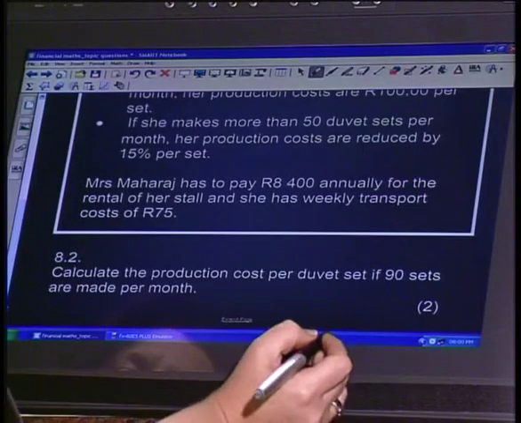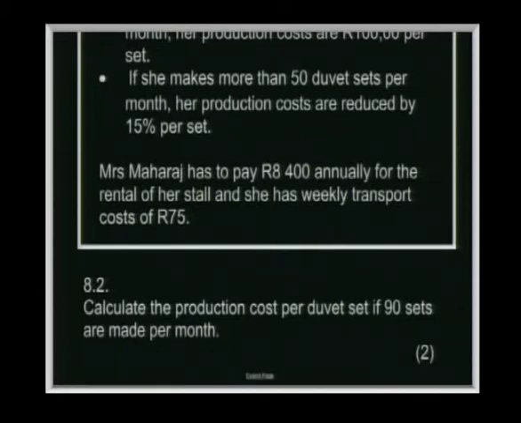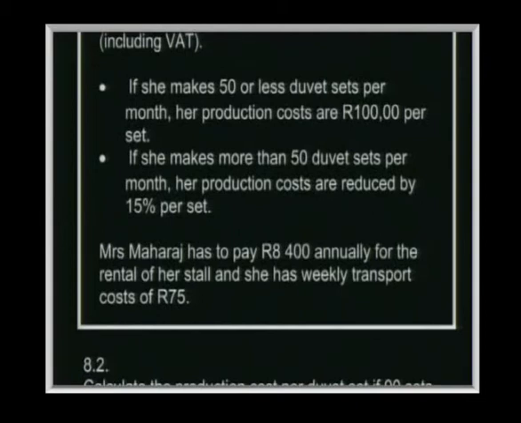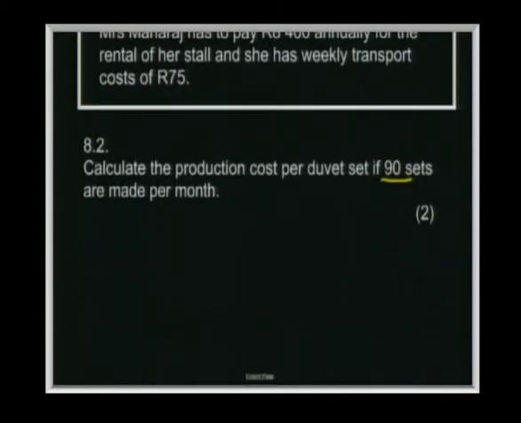Let's go. Question 8.2. Calculate the production cost per duvet set if 90 sets were made per month. So we've made 90 sets. Let's go look at the rules for this. 50 or less cost 100 Rand. If she made more than 50, then it was 15% less. Reduced means less than 15% by 15%.